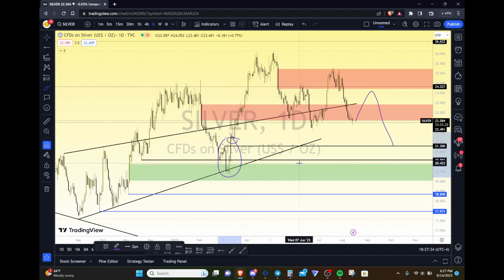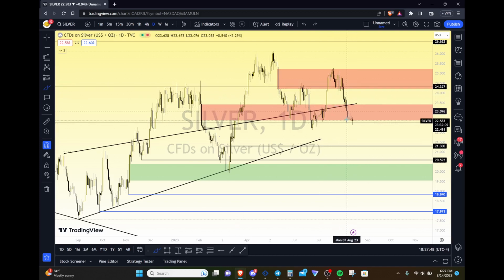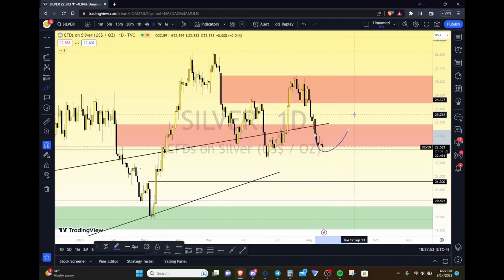So I have a similar view for silver that I do for gold, but gold has, at least in my opinion, a little bit of a cleaner setup. Silver is a little bit more wonky. And usually when that happens, there's some sort of distribution effect happening here. So we'll keep our eye on it. But I am looking for potentially a move upwards here, short term, and then continuation lower.